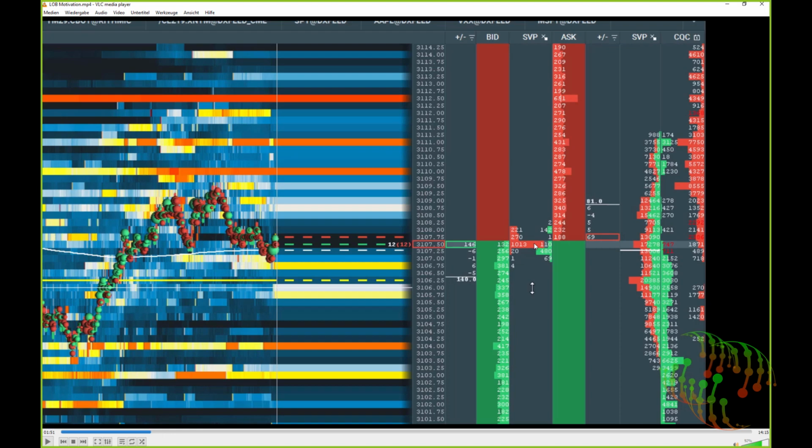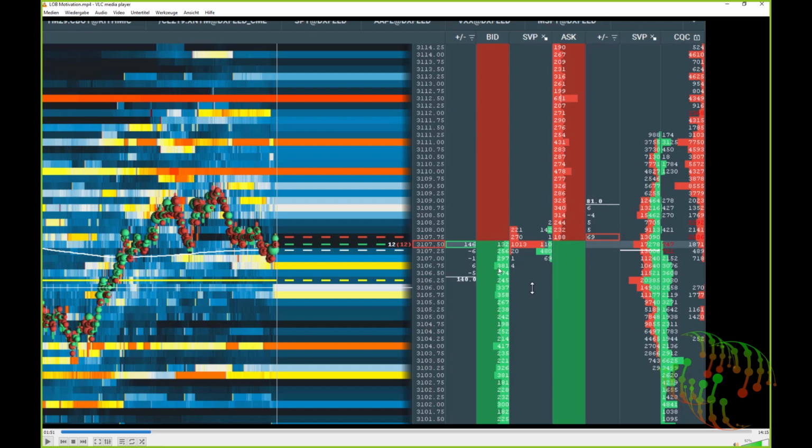Do you see what is happening here? Look here. We will go very intensively through this part today, to this limit order book.